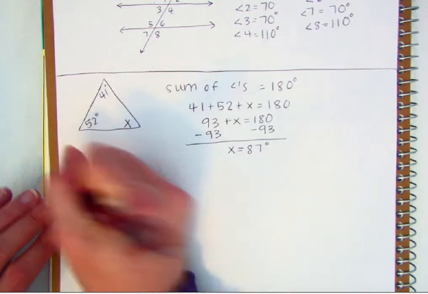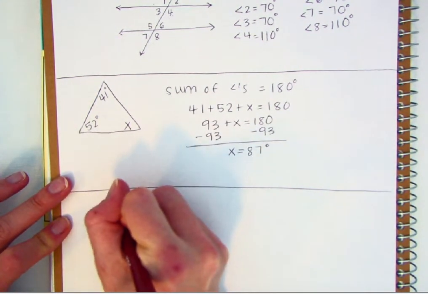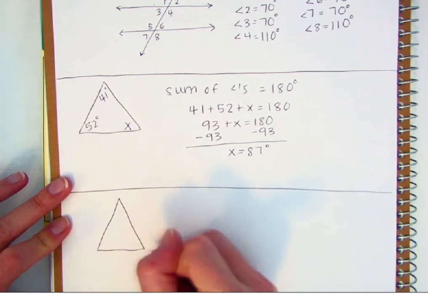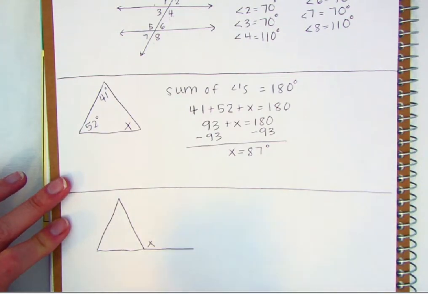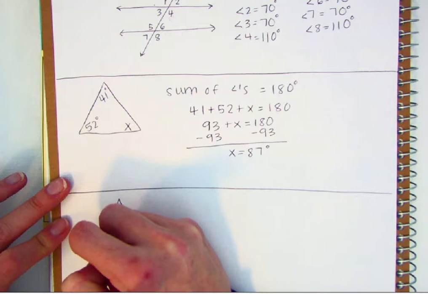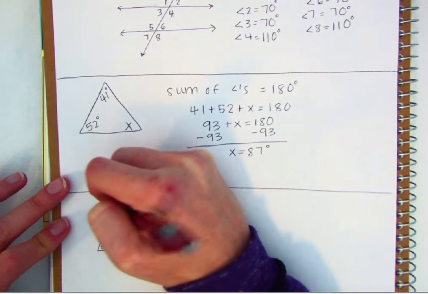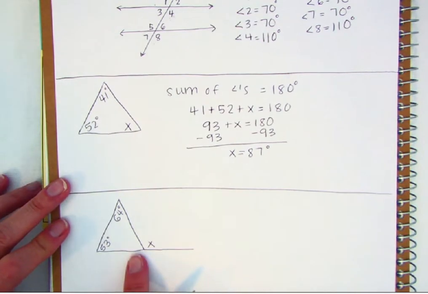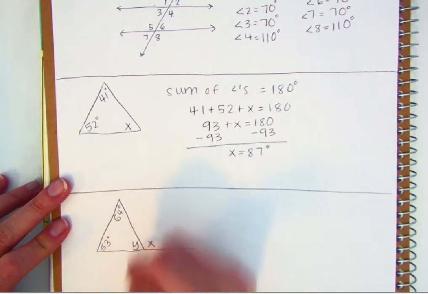Now, last but not least, we learned about exterior angles of a triangle. So if we have a triangle like this, and we're asked to find this outside angle right here, they might tell us that this angle here is 53 and this angle here is 64, and they're telling us to find x. The first thing we would need to find is this angle right here. So we're going to call this angle y.